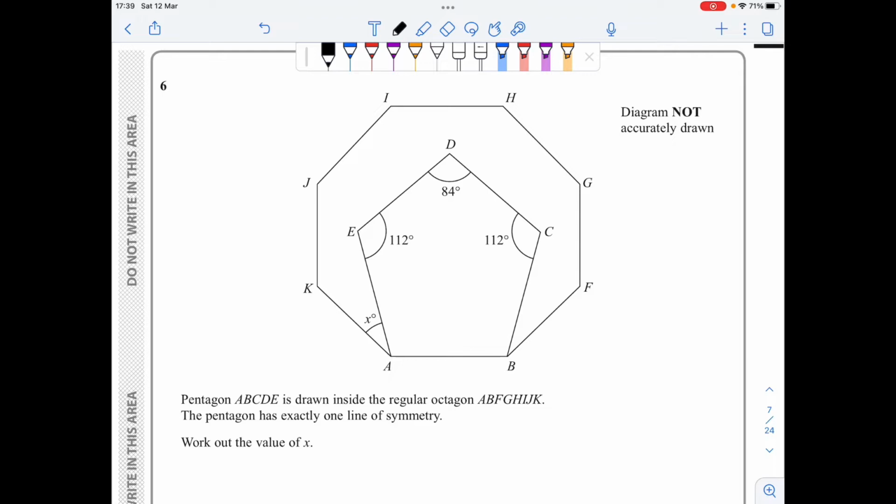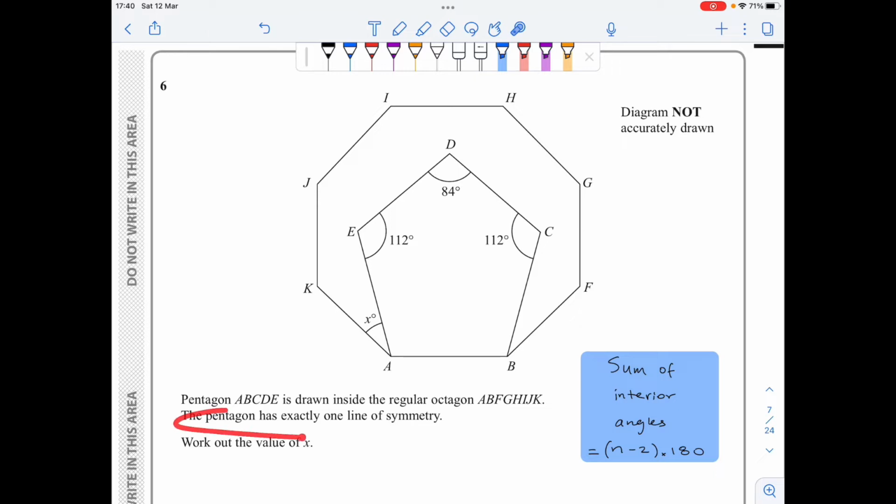In question 6, I've got 2 polygons, a regular octagon and a non-regular pentagon. I'll use the formula for the sum of the interior angles that states the following. Sum of interior angles of a polygon is equal to n minus 2 times 180. Now, the fact that the pentagon has exactly one line of symmetry means that I can split this into two equal parts like this. Hence, the two angles at the base are equal. Let's label these as y. So I've got y on the left, y on the right.